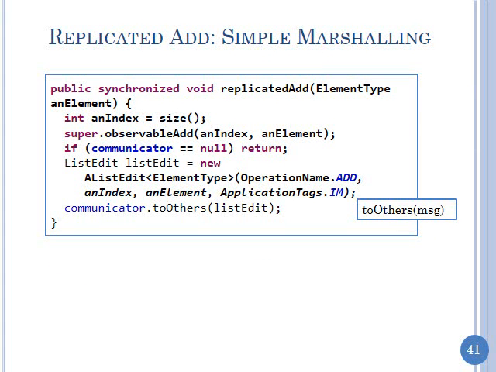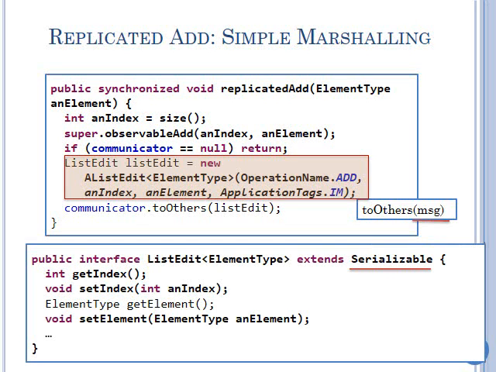Okay? And just to make this very concrete, let's see the difference between replicated add and centralized add. In replicated add, I did the observable add locally. Okay? And then I sent to others. That's what the replicated add was. So this is the list edit that I sent. I sent a list edit without any signature of the user who made the change. And this list edit was serializable.